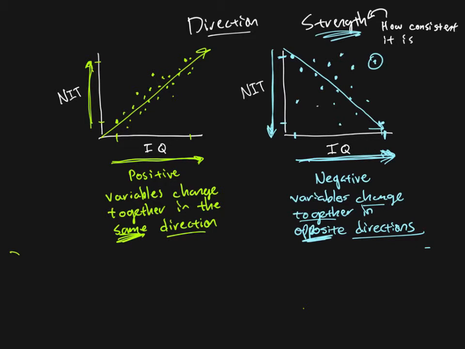We can calculate what's called a correlation coefficient. This is often abbreviated with R. You'll see things in papers like R equals 0.89 or R equals negative 0.24. Those are the kinds of ways you will see correlations reported.